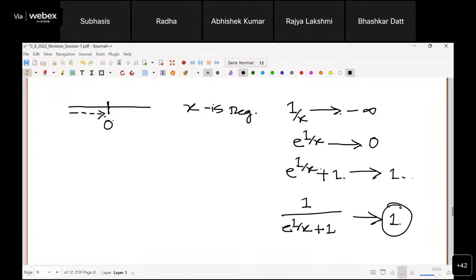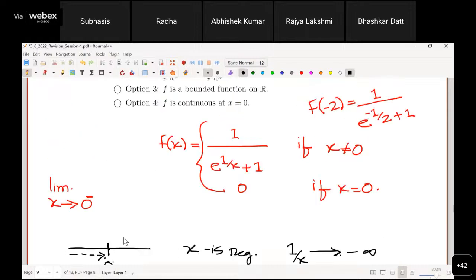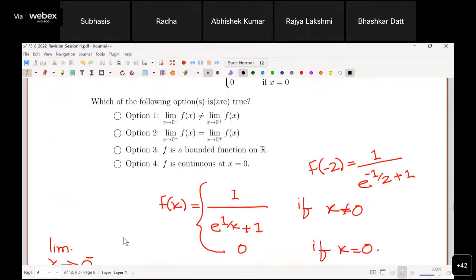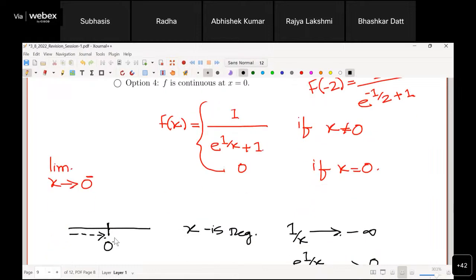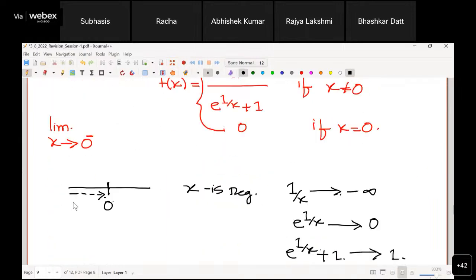Yes, sir. Excuse me, sir. The same question is given in activity 8.1, wherein the options are: the left hand limit is not equal to right hand limit; the left hand limit is equal to right hand limit; f is continuous at x equal to 0; and f is a bounded function on R. So here left hand limit is not equal to right hand limit, correct? But what about f is a bounded function on R? Is it true?